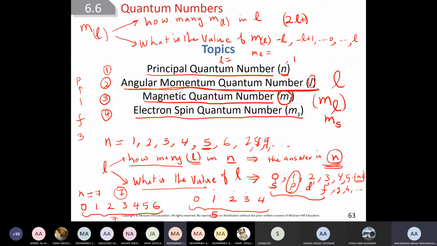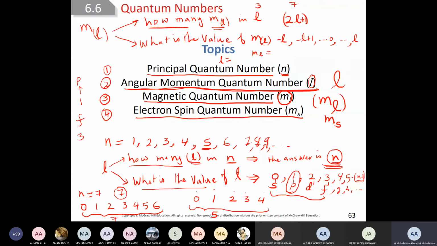Doctor, I didn't understand the value of ml. I'll go back one more time. For ml, we want to know how many ml values there are for a given L. Whatever value of L you are given, you should always answer 2L plus 1. So if L is 3, how many ml do we have? 7. Exactly, because 2 times 3 plus 1 equals 7.